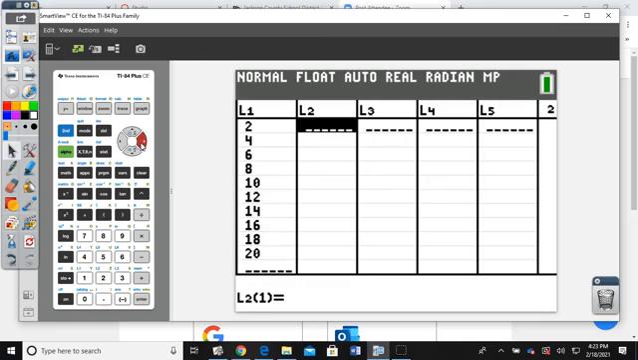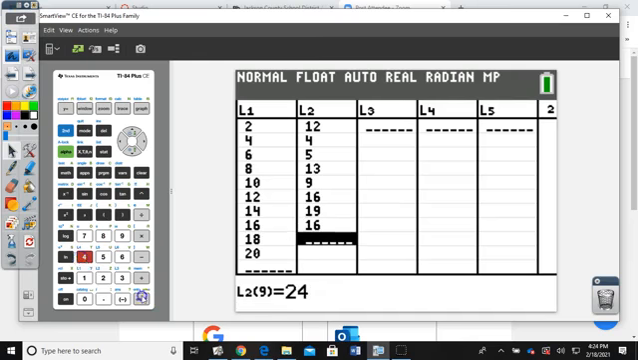And then the L2 is your Y's. You got 12, 4, 5, 13, 9, 16, 19, 16 again, 24, and 43.